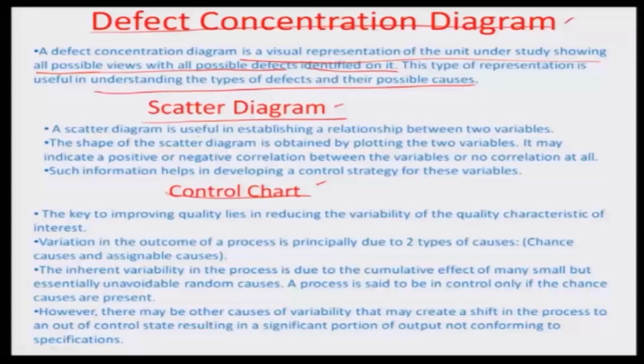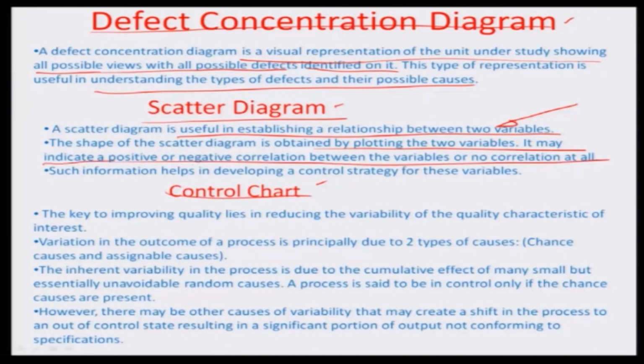There are also diagrams which are called scatter diagrams, and typically it is useful in establishing a relationship between two variables. The shape of the scatter diagram is obtained by plotting the two variables. It may indicate a positive or a negative correlation between the variables or no correlation at all, and such information sometimes helps in developing a control strategy for these variables.